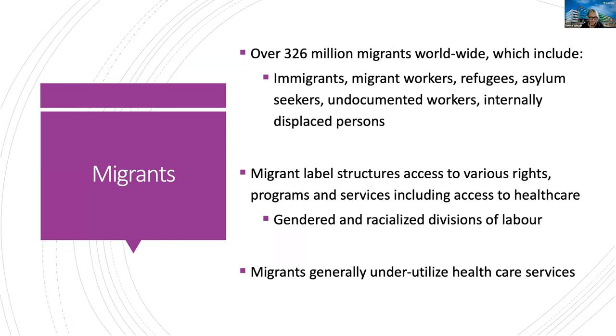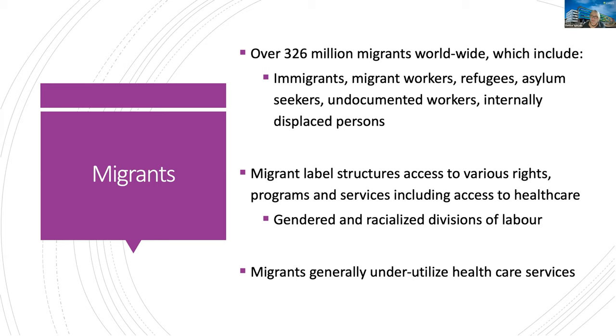So over 326 million people worldwide can be classified as migrants, including immigrants, migrant workers, refugees, asylum seekers, undocumented workers, or internally displaced persons. The acquisition or the imposition of these labels by state actors, in concert with agreements laid out in international conventions, structures migrants' mobility across sites of departure, transit, and destination. And notably, as some of the previous panelists have alluded to, these categories into which migrants are situated really structure access to certain rights, programs, services, residences, and controls, in fact, their mobility.